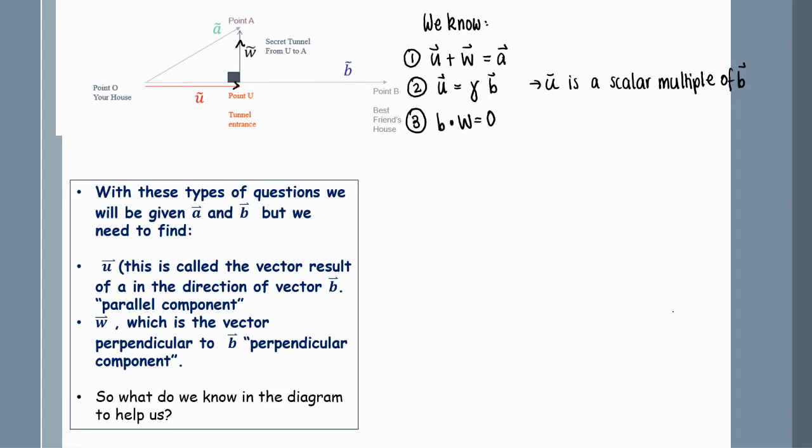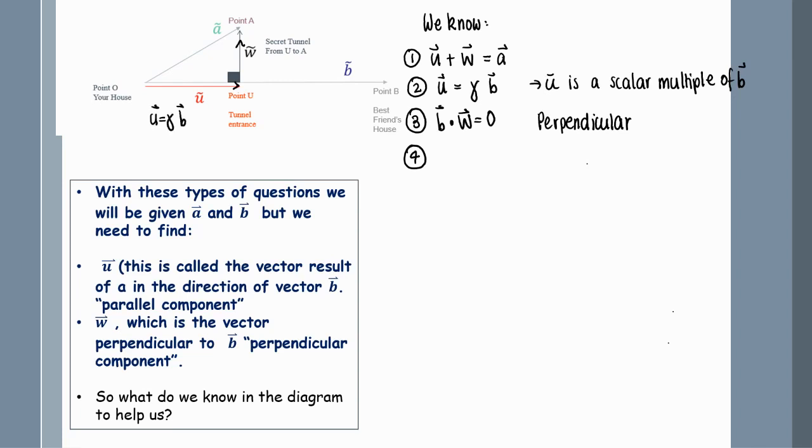Thirdly, we know that our vector B dotted with vector W is 0. Why? This dot product is 0 because B and W, just like U and W, are perpendicular. But we use B dot W equals 0 for ease later on. There's one more thing that we can use here.